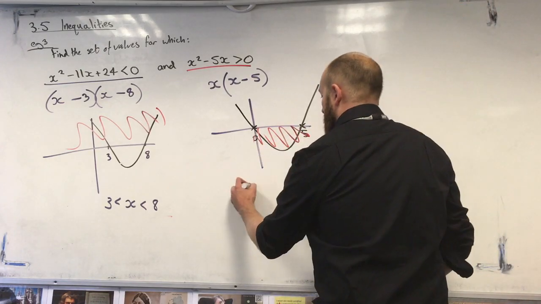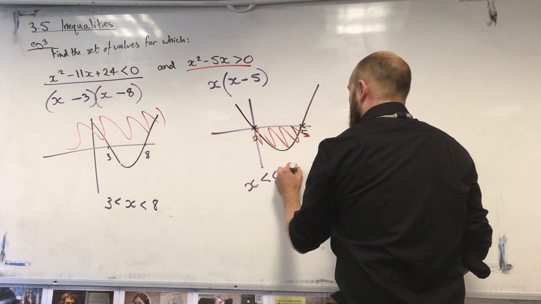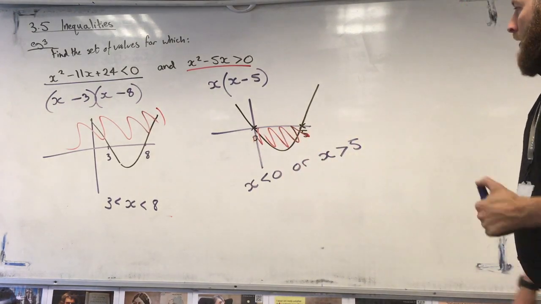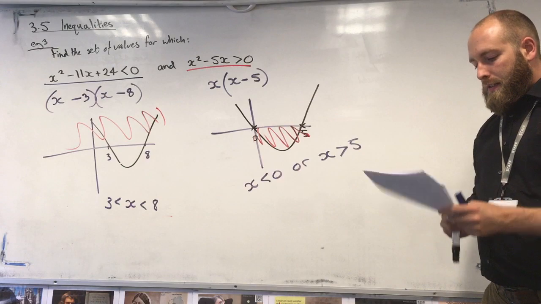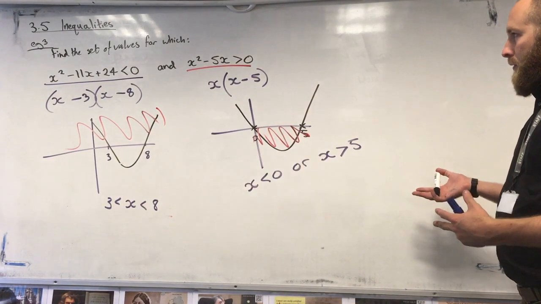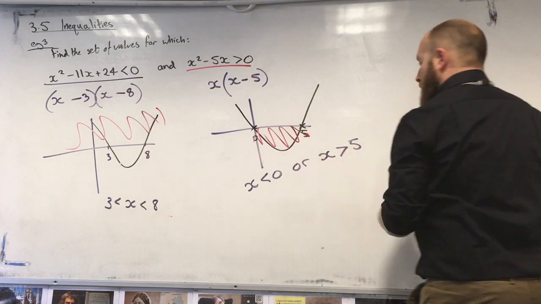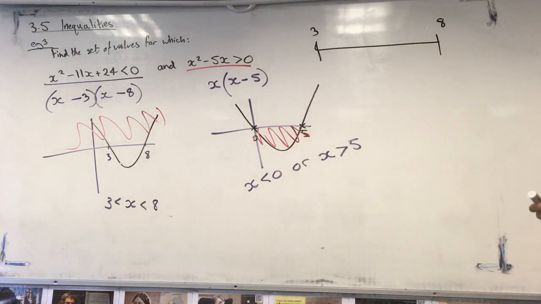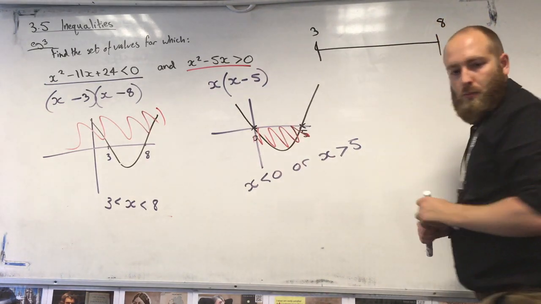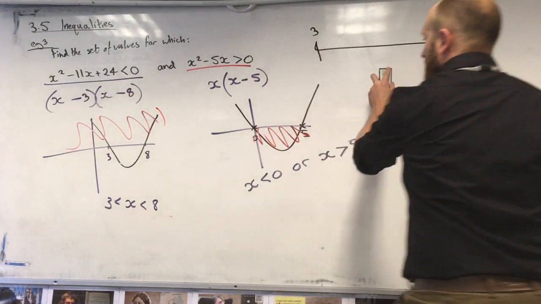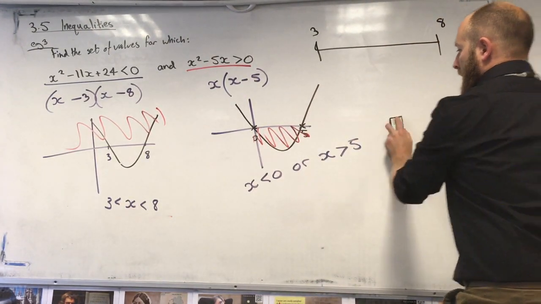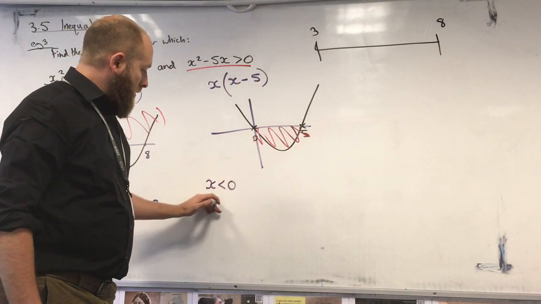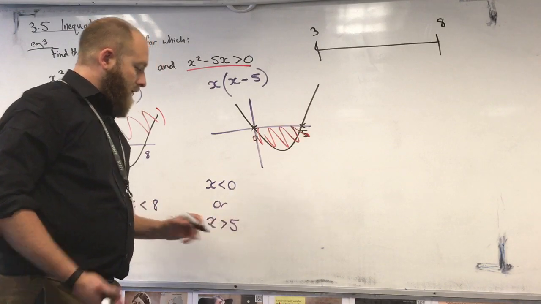So we have x is less than 0, or x is greater than 5. Okay, once you've got those sets of solutions, we can put all of this onto a number line and try and find out which values work for both of these. So the first one, 3 to 8. And the second one, I need some more room, let's try that again. x is less than 0, or x is greater than 5.